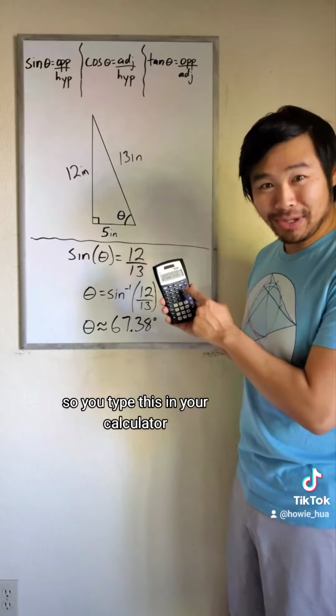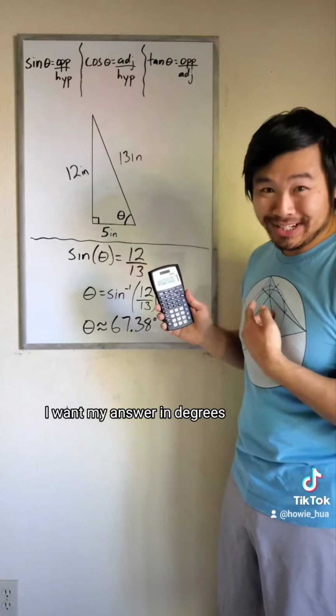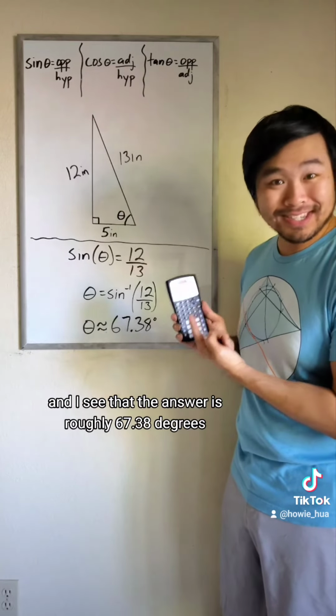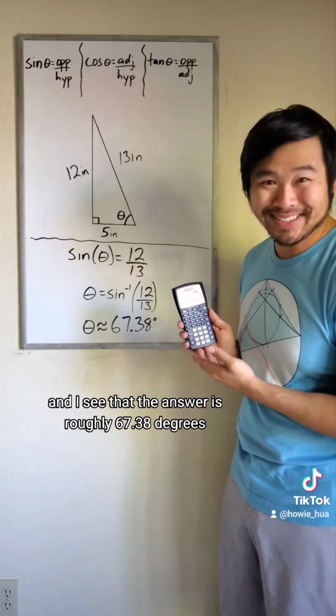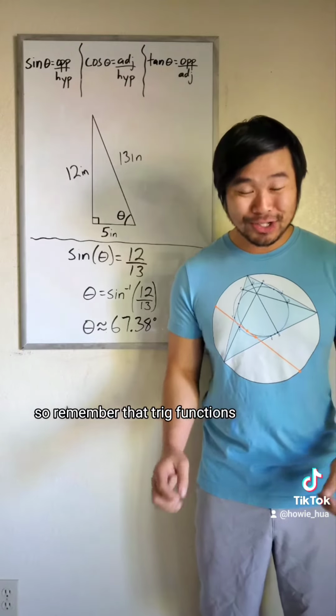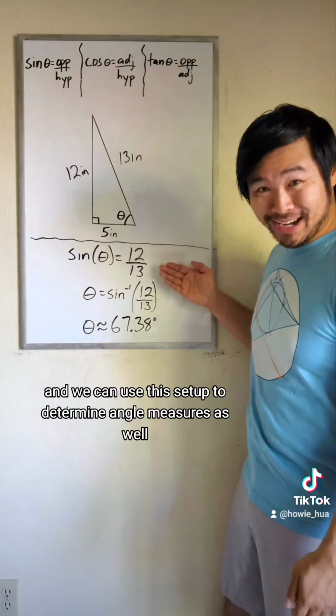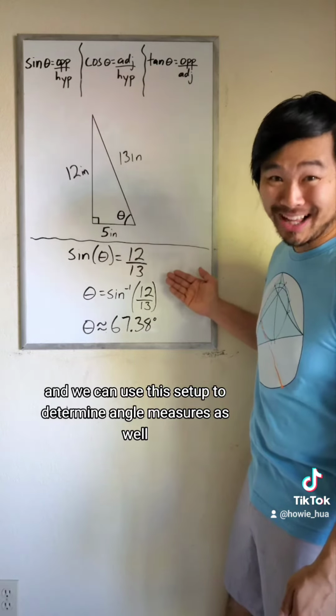So you type this in your calculator. I want my answer in degrees, so I make sure that I'm in degree mode, and I see that the answer is roughly 67.38 degrees. So remember that trig functions give you the ratio of side lengths of a right triangle, and we can use the setup to determine angle measures as well.